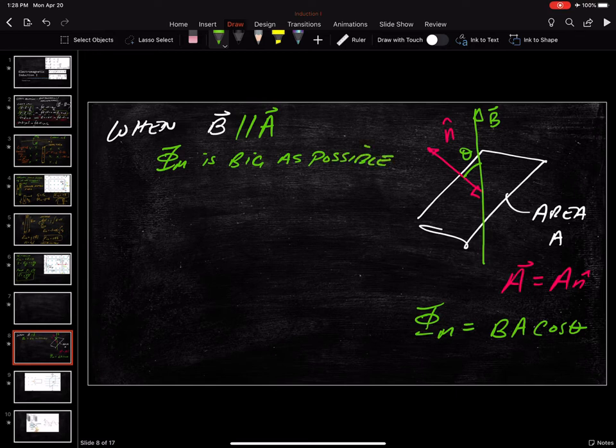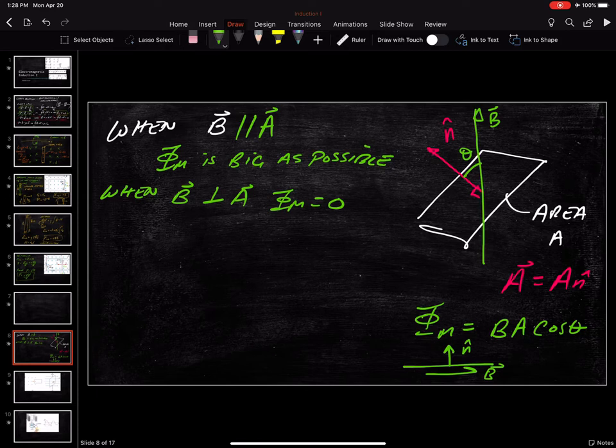Okay. When B is perpendicular to A, phi magnetic is equal to 0. In that case, if this is your area, this is your n hat, and your B points in this direction, there's no magnetic flux because the B is all passing around it. Again, this is Gauss's law.